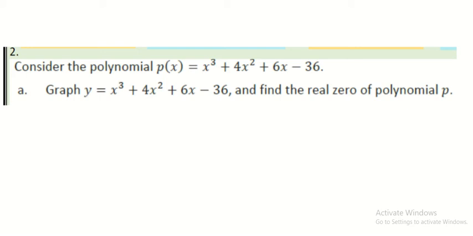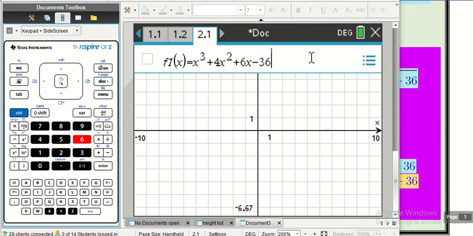Okay, so consider the polynomial p of x equals x cubed plus 4x squared plus 6x minus 36. Graph the function and find the zero of polynomial p. So first thing, I'm going to put this in my graphing calculator. Now, my instruction is to find the real zero.